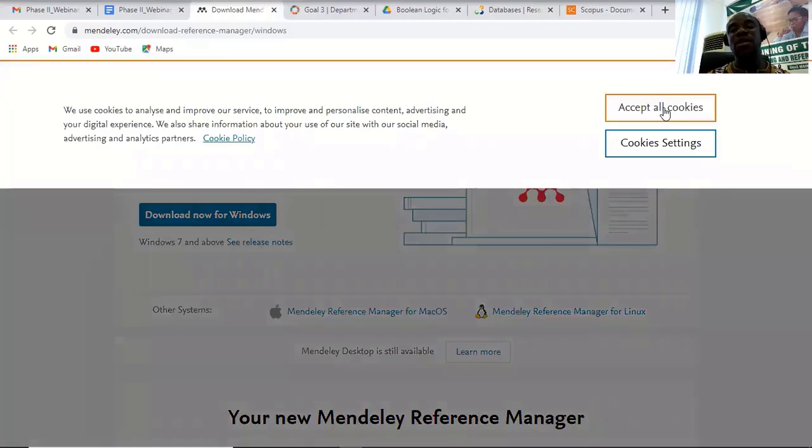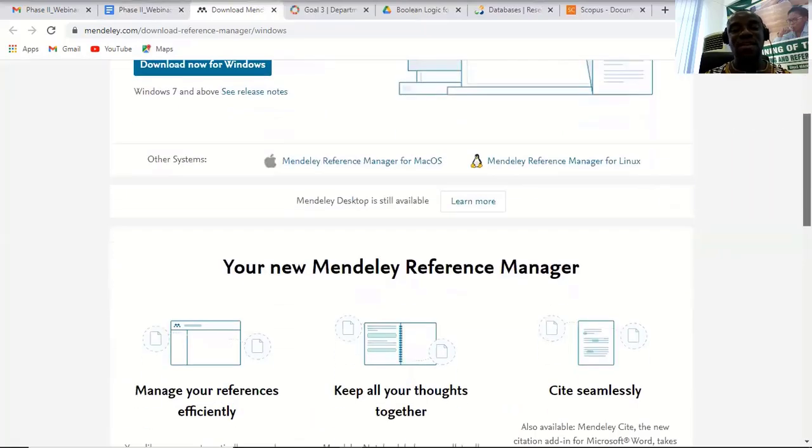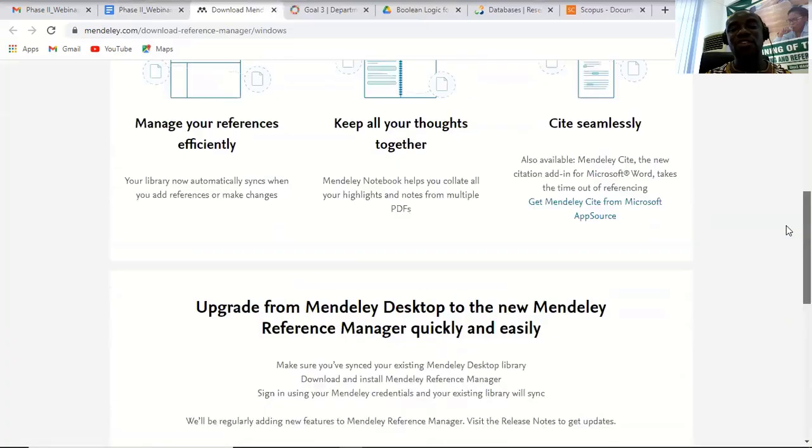As I mentioned, now on the Mendeley site, this is where to bring you straight. Mendeley Reference Manager for Desktop. Don't confuse this with Mendeley Desktop. They are two different things. If you observe, the Reference Manager has a very light red of their logo. The desktop version is a very deep red. That's one of the very easiest visual differences that you can make between the two.